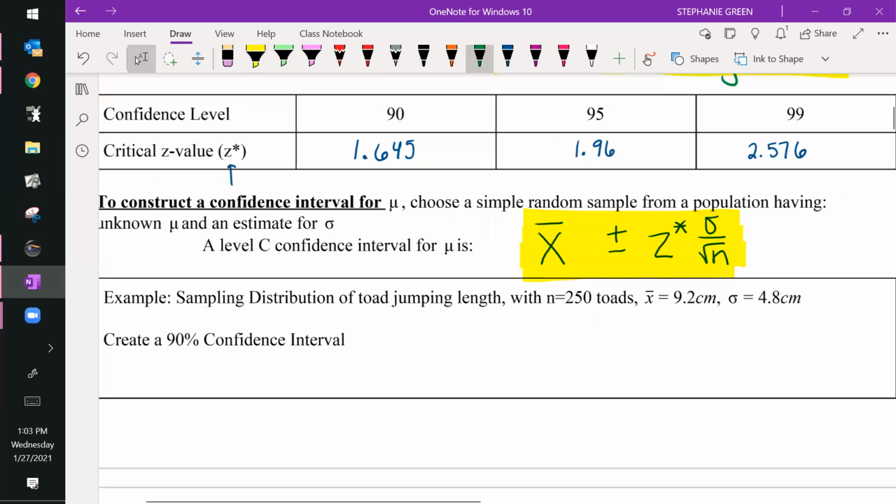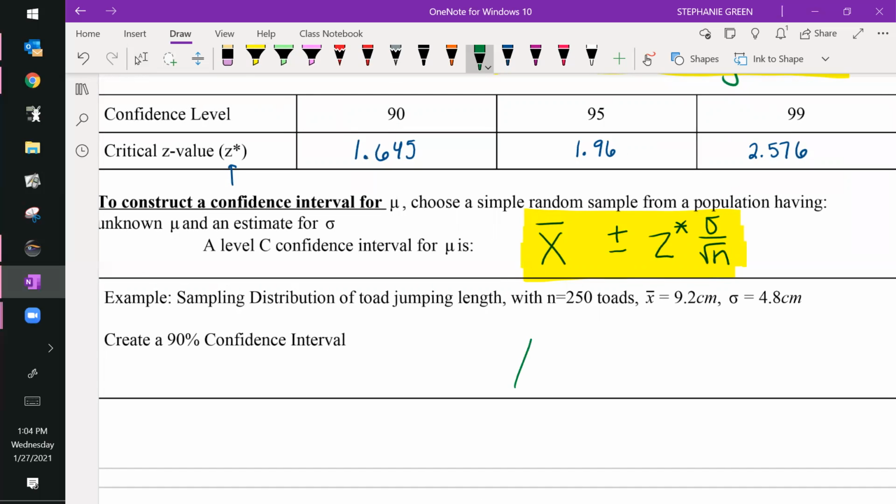So let's go ahead and do this now. We have a sampling distribution of toad jumping length with n equals 250 toads, x bar is 9.2 centimeters, and sigma, the population standard deviation, is 4.8 centimeters. So for our 90% confidence interval, we're going to use what we just wrote up here. Plug in what we know. x bar is 9.2 plus or minus z star. Since we're using a 90% confidence interval, I'm going to use 1.645.